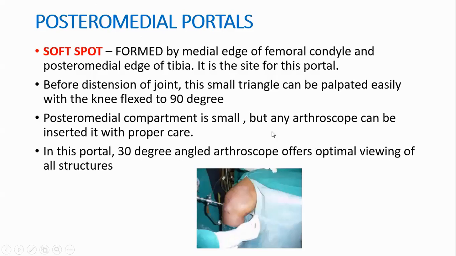Let's see about the posteromedial portal. There is an important spot called the soft spot in the posteromedial portal. It is formed by the medial edge of the femoral condyle and the posteromedial edge of the tibia. It is the site of this portal. Before distension of the joint, the small triangle can be easily palpated with the knee flexed to 90 degrees. The posteromedial compartment is usually small, but any arthroscope can be inserted with proper care. In this portal, a 30-degree angled arthroscope offers optimal viewing of all the structures.